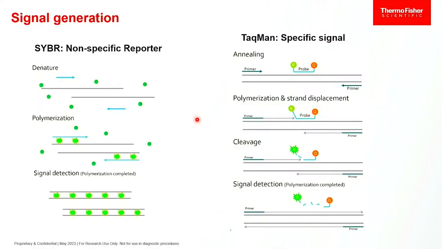SYBR is still a non-specific binding molecule. It sticks to anything that's double-stranded. So if your primers stick to each other, you're going to get signal from that. If your primers make the wrong thing, you're going to get signal from that.